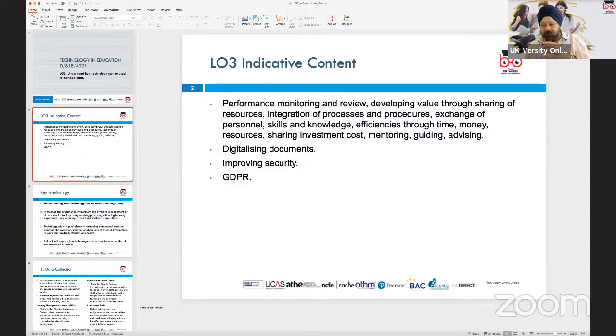Even with the use of technology, I can create them electronically, print them out, and store them on my hard drive. That is where the use of technology in developing value through sharing of resources comes in. If a new teacher joins my team, I can provide them a copy of these presentations to teach and deliver. So there is integration of processes and procedures, and exchange of personal skills, knowledge, and resources, because resources have a time, cost, quality angle.